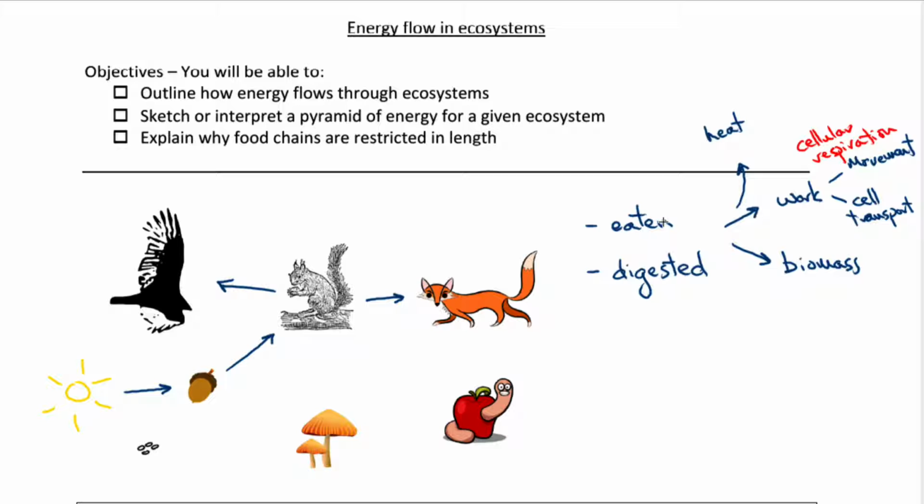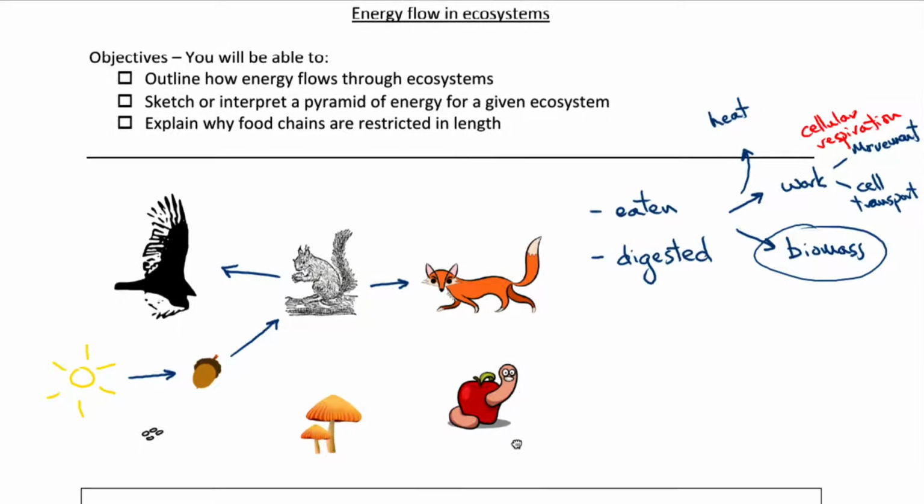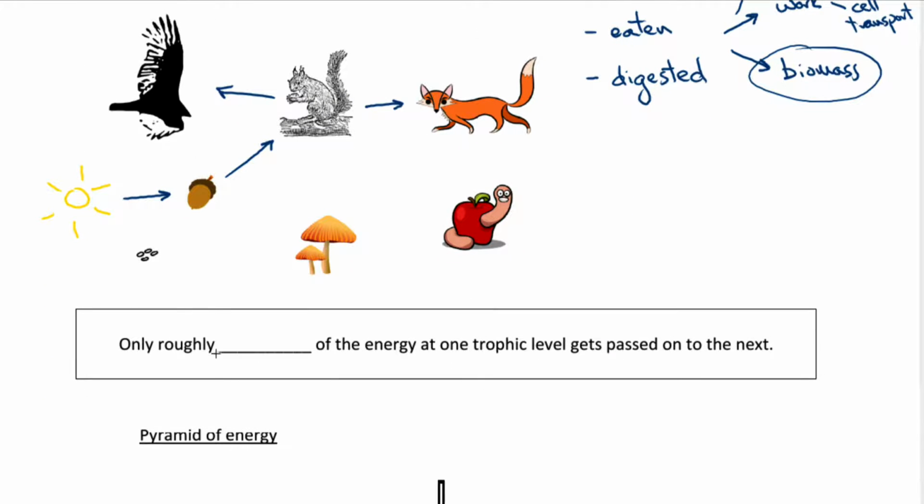Now, the parts that are eaten and digested and not being used for work and not being lost as heat are available to build more biomass, to build more squirrel. And you can see, therefore, that there's only a fraction of the original acorn's energy that goes into the squirrel, and that energy is in the carbon compounds in the biomass. So by one estimate, only roughly 10% of the energy at one trophic level is passed on to the next, and this repeats at every level. So 10% of the energy stored in the acorn is now stored in the biomass of the squirrel. 10% of that in turn gets incorporated into the body of the fox or the hawk, etc., etc.